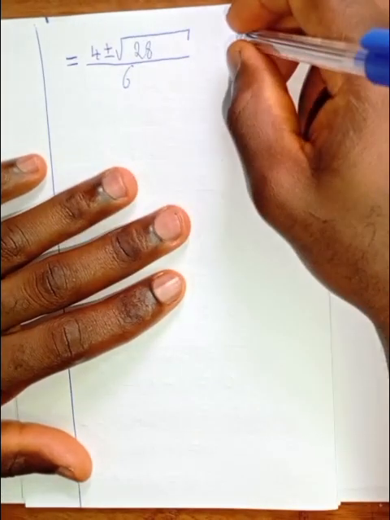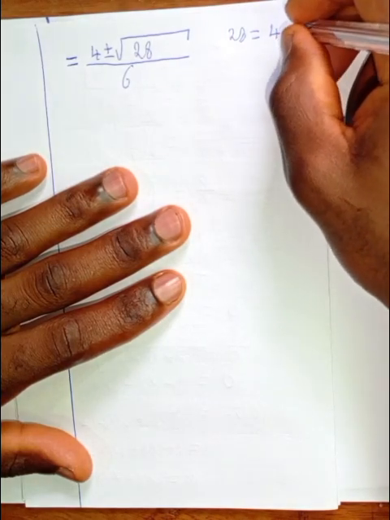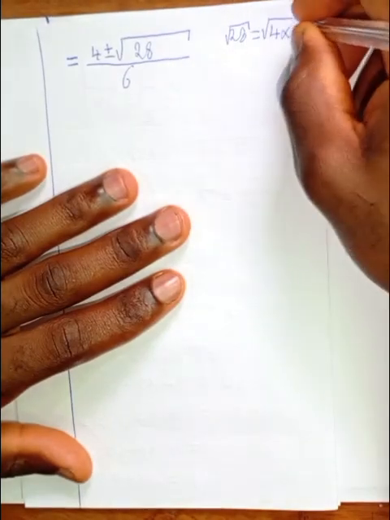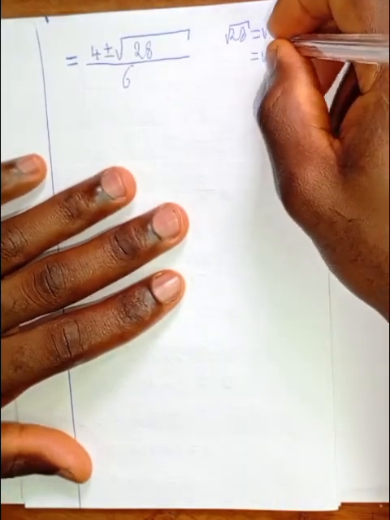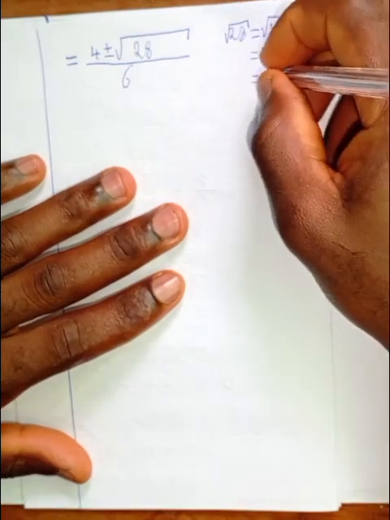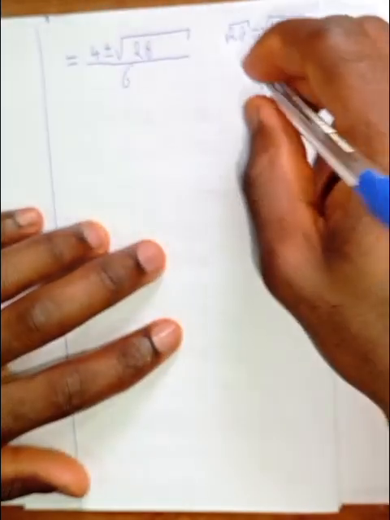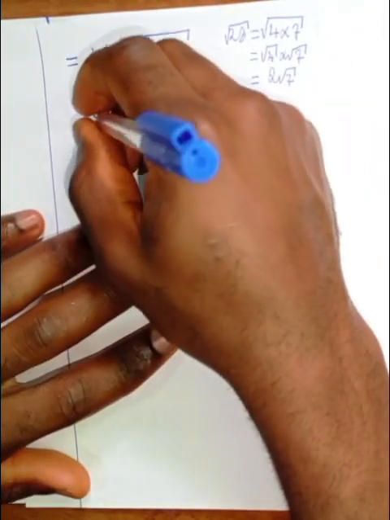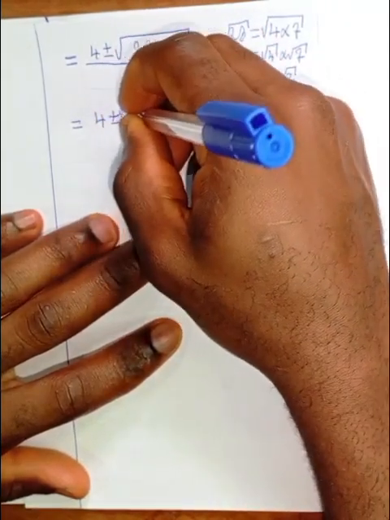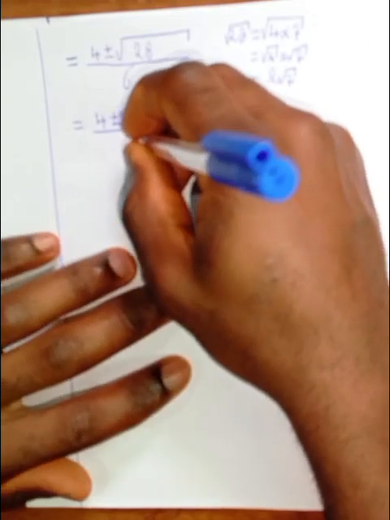For us to get the square root of 28, we know 28 can be written as 4 times 7. We take square root on both sides. This will simply give us the square root of 4 times the square root of 7, which is simply equal to 2 root 7. We are going to replace root 28 here with 2 root 7. So this will be equal to 4 plus or minus 2 root 7 all over 6.